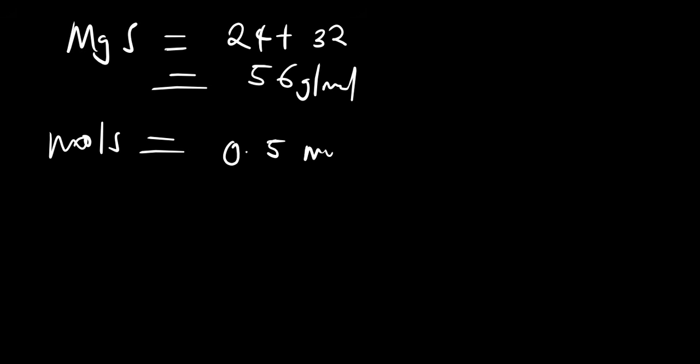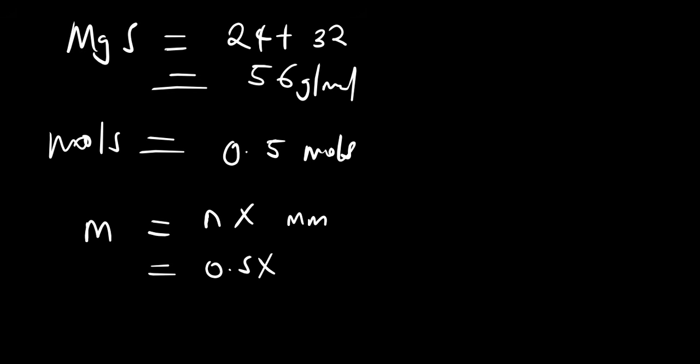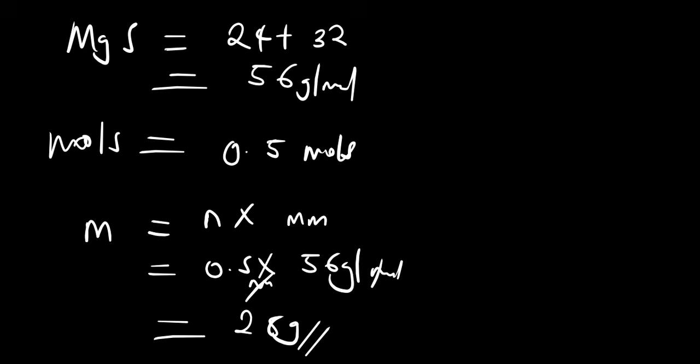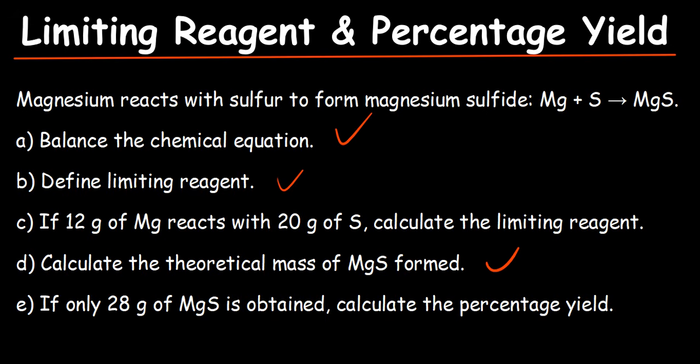Now I'm supposed to convert these moles to mass. Mass in this case is just the number of moles multiplied by the molar mass. So the number of moles is 0.5 multiplied by the molar mass we found, 56 grams per mole. The mole and the mole are going to cancel. 0.5 multiplied by 56 will give us 28 grams. That's the theoretical mass for magnesium sulfide.